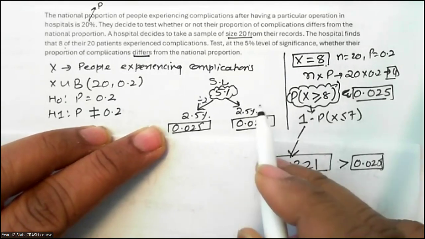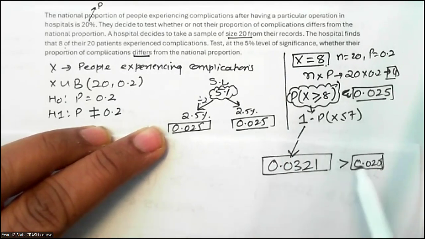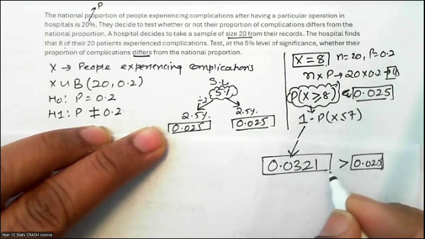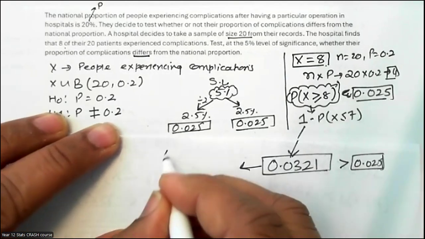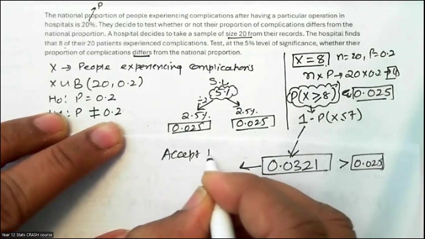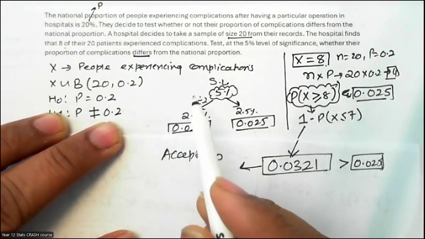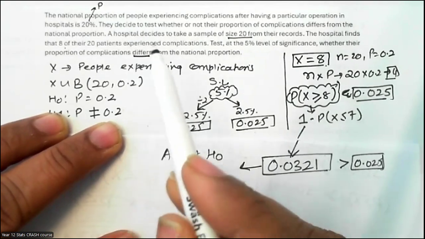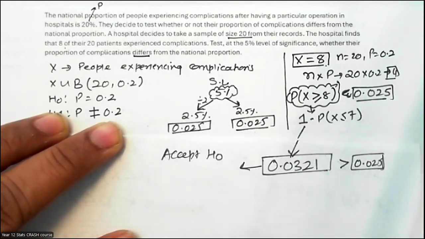Remember, it was less than 0.05, but we had to divide the significance level by 2 because it's a two-tailed test. Right, the answer is greater than the significance level. One more time, so no big deal. That means we accept H0. Okay, what does that mean? That the probability of people suffering those complications is not different from the national statistic. Okay, you could write that in context.